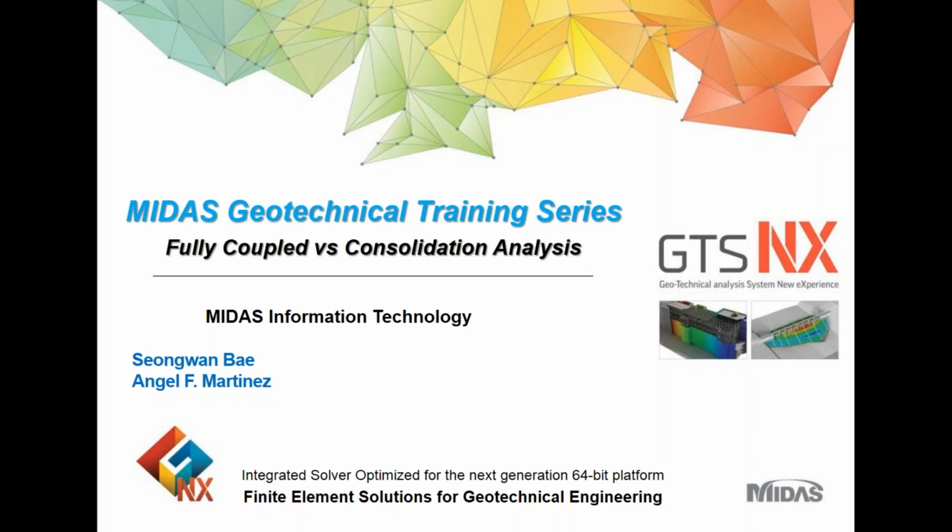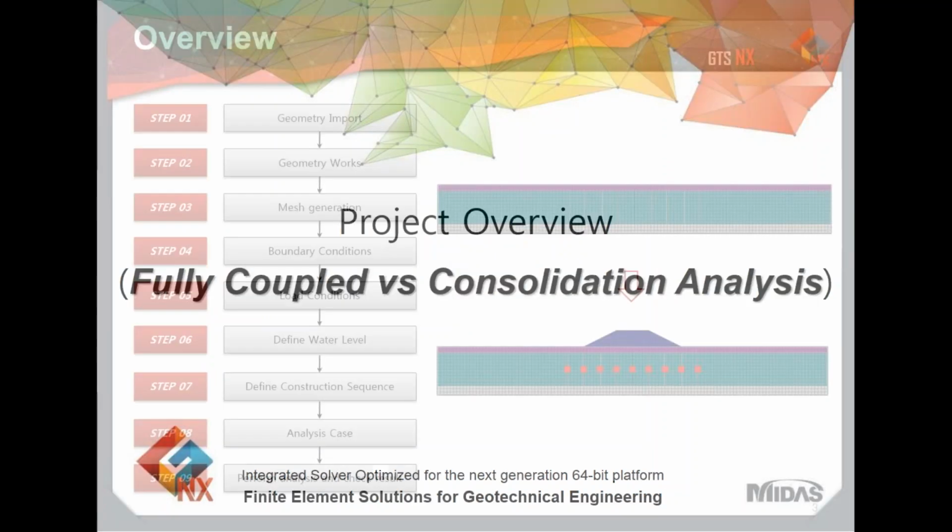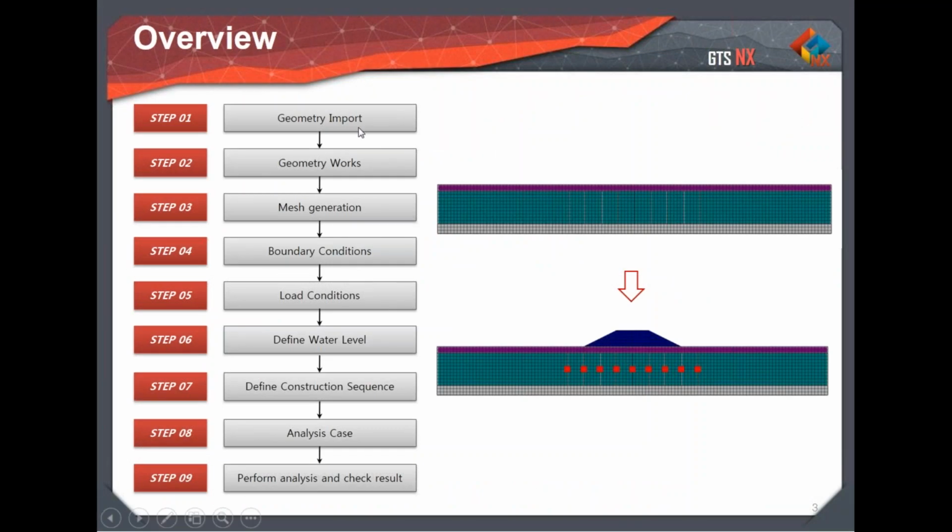Today we're going to be doing a training for the settlement of an embankment, and we're going to compare this by two different methods in the program GTS NX, one of them being fully coupled and the other being the consolidation. So we will be importing the geometry and then also importing the materials and jumping right into meshing and assigning various kinds of boundary conditions that are relevant for one or the other methods, as well as the definition of the water levels and the stages themselves, and then we'll be comparing the results.